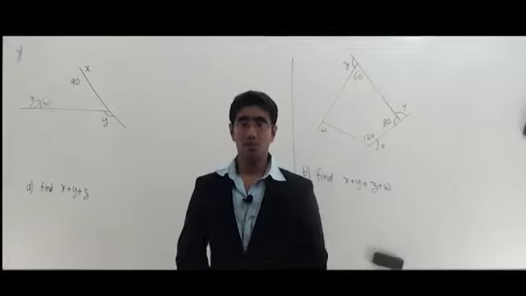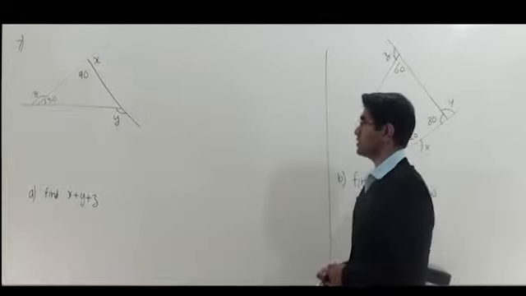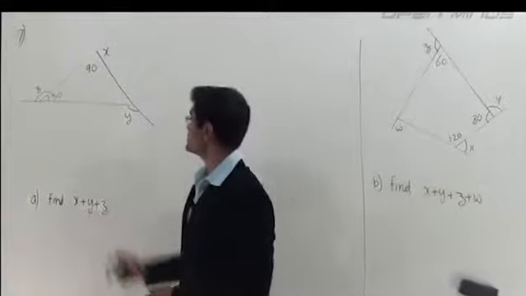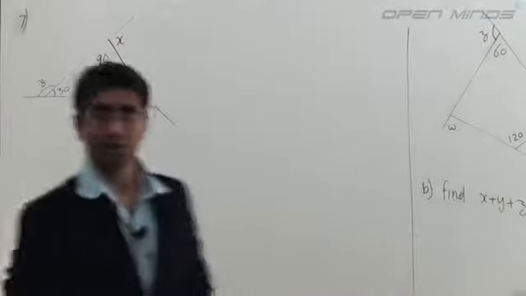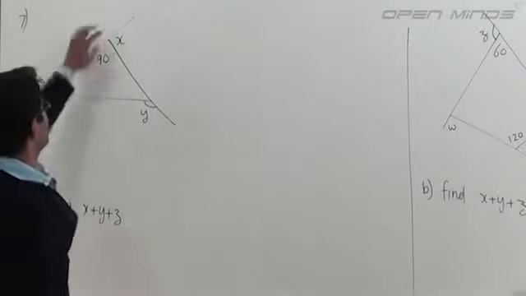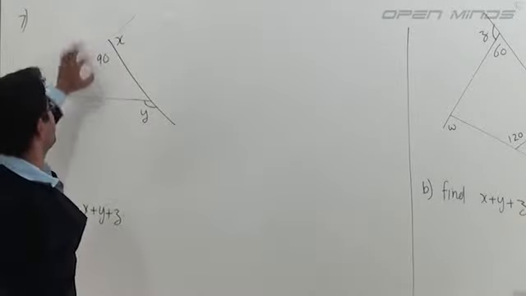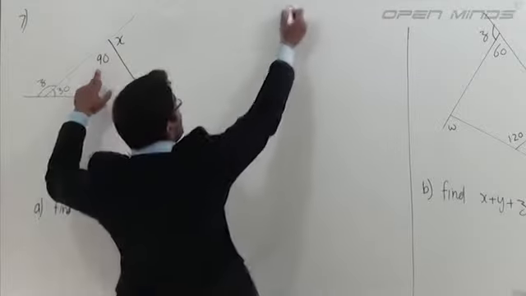Right guys, now the seventh problem here simply is, given a diagram, I'm supposed to find x plus y plus z. So what is the logic you follow here? Look at this. I know that this is a straight line, or the linear pair. So let's go with this guy. I just divide the problem with this.